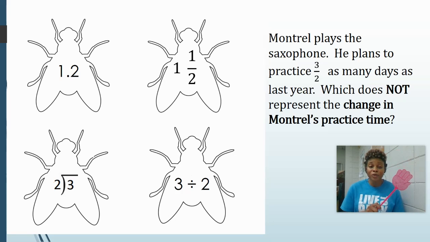Well, hopefully you picked the top fly on the left, 1 2/10. It just doesn't belong. The bottom fly says 3 divided by 2 in the division bracket. The right fly says 3 divided by 2 with an obelus. And 3 divided by 2 or 3/2 is the same as 1 1/2. And in decimal form, that would be 1 5/10. But they did 1 2/10. So it's that top fly. Get out of here.